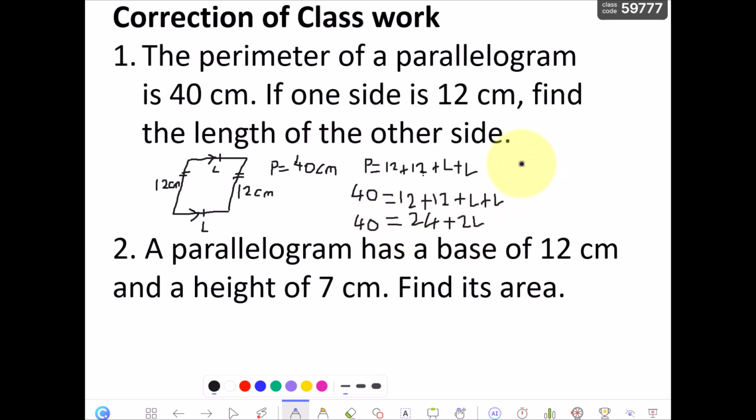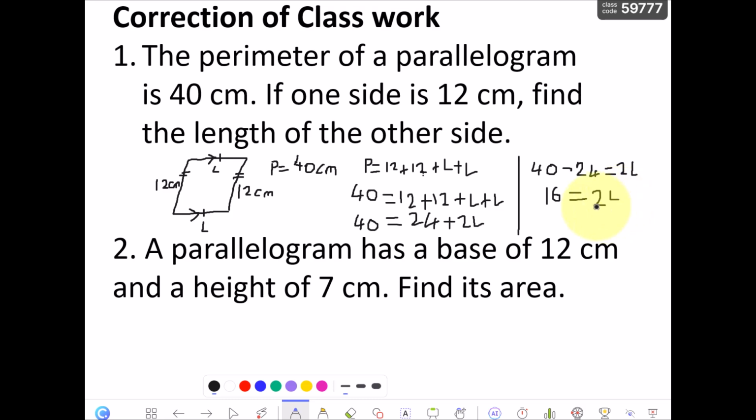So what am I going to do? Let me do it on this side. So I will have 40 is now going to be equal to, okay, let me erase this. That means I'll collect my like terms. That means 24 is crossing over to the other side of the equation. So when positive 24 crosses over, it becomes negative 24. So it now becomes 40 minus 24, and this will be equal to 2L. So now 40 minus 24 will give us 16, which is equal to 2L.